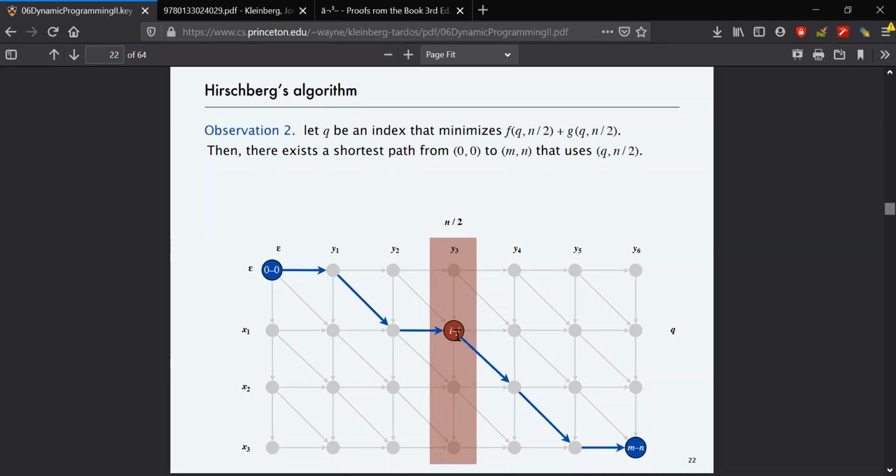You know that this Q must lie on the optimal path. Is this point clear to everyone? So I'll repeat my argument. You want to find a shortest path from 0, 0 to Mn. You know that this path must cross every layer. This is connected; this path cannot skip any layer. Just look at this graph. In particular, this path must cross the n by 2 layer, right? So now I am interested in finding which vertex in the n by 2 layer this path goes through.